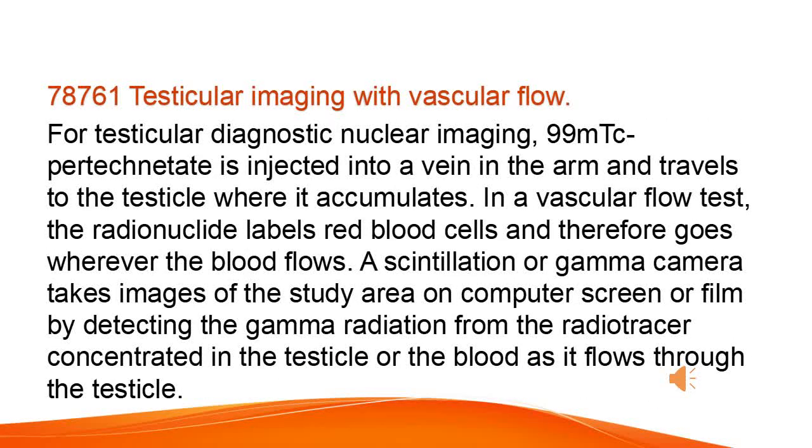Testicular imaging with vascular flow. For testicular diagnostic nuclear imaging, 99mTc pertechnetate is injected into a vein in the arm and travels to the testicle where it accumulates. In a vascular flow test, the radionuclide labels red blood cells and therefore goes wherever the blood flows.